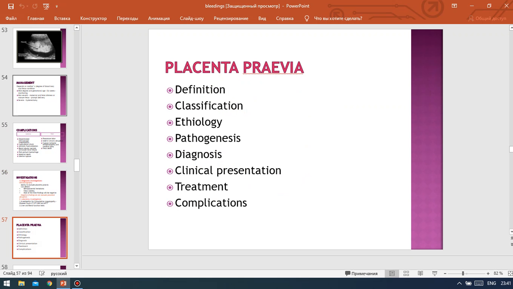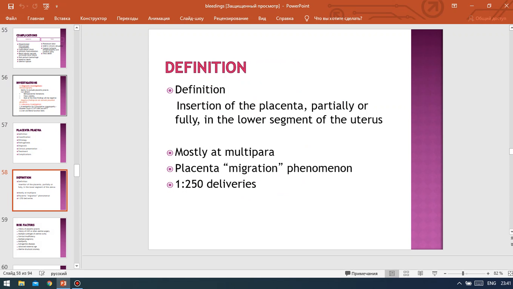Placenta previa is a very dangerous diagnosis during pregnancy, because the presenting part must be a part of the fetus, the head or the breech. But sometimes the placenta is inserted partially or fully in the lower segment of the uterus. It is placenta previa, mostly in multipara. And there is the placenta migration phenomenon. Don't forget about it. Sometimes the placenta is situated at the lower segment, but during pregnancy it finds a better place and migrates.